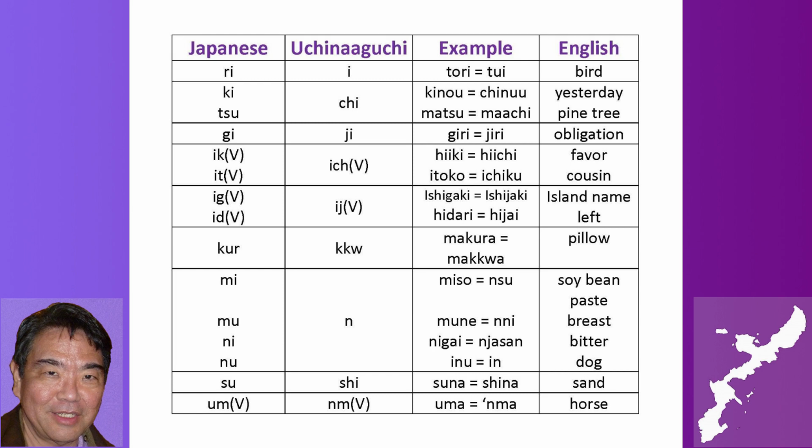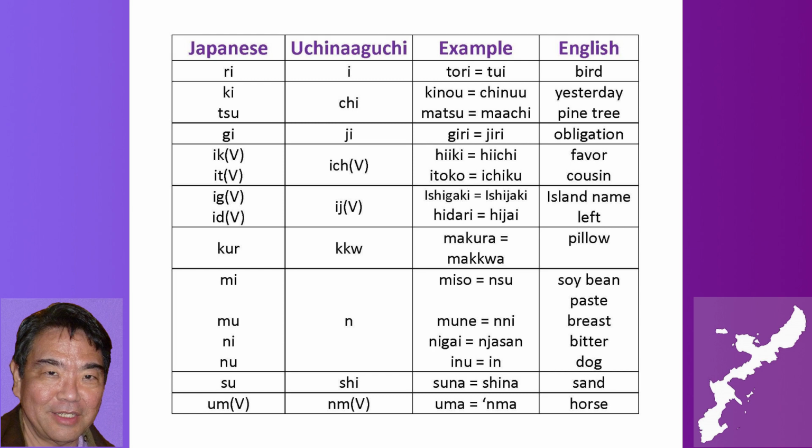Japanese su corresponds to Uchinaguchi shi. An example is the word sand, which is suna in Japanese, is shina in Uchinaguchi. Japanese um vowel corresponds to Uchinaguchi um vowel. An example is the word horse, which is uma in Japanese, is uma in Uchinaguchi.